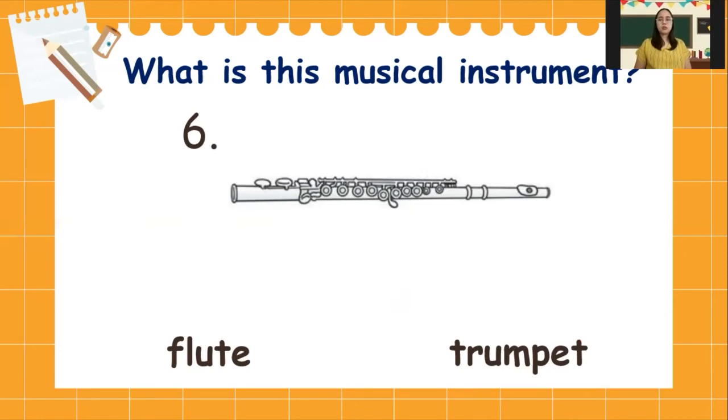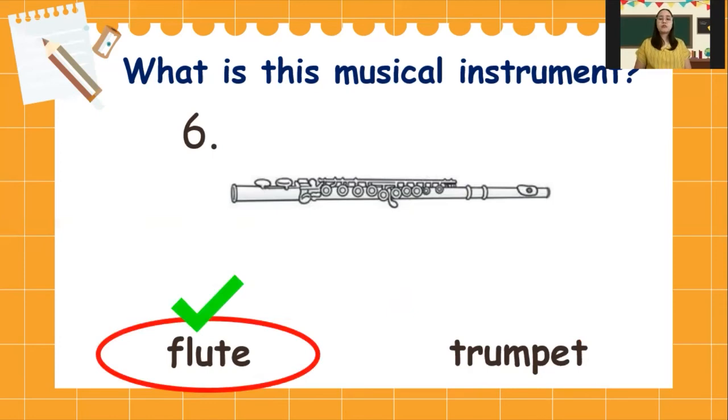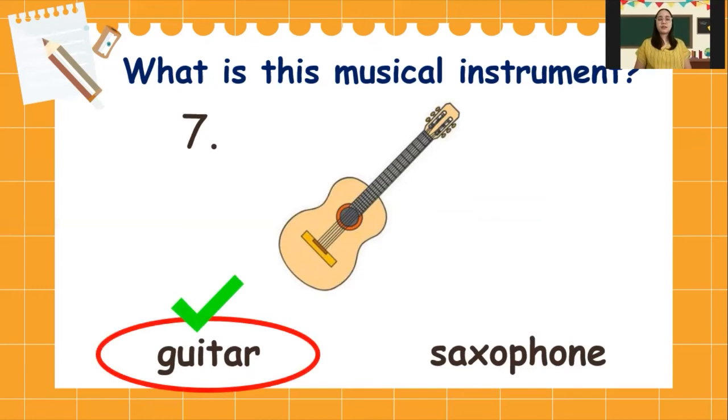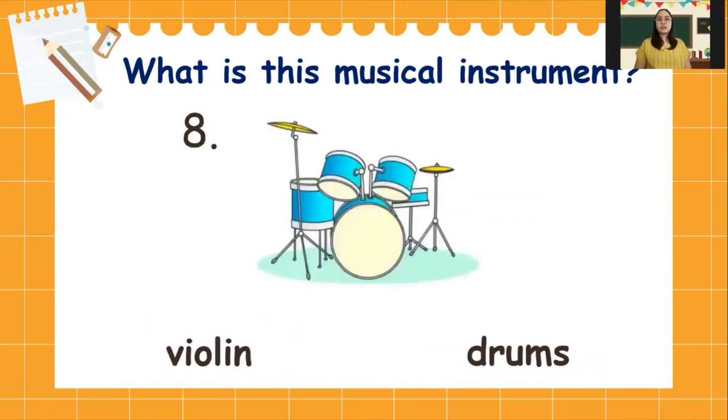Number six, what is this musical instrument? Is it flute or trumpet? Flute, trumpet. The answer is flute. Number seven, what is this musical instrument? Is it guitar or saxophone? Guitar, saxophone. The answer is guitar.